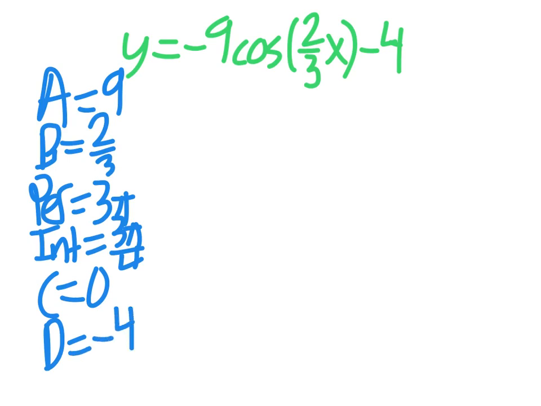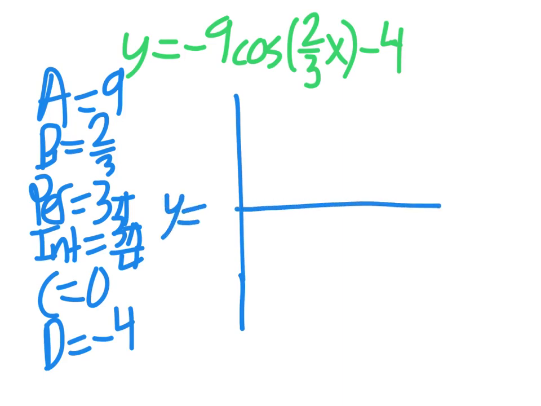So now we can make a graph out of this. Since the midline is y equals -4, and the midline didn't matter that much in the previous one because it was 0, but here it's going to matter a lot, because instead of just the graph going up to 9 and going down to -9, it's going to go up to 9 plus -4, and down to -9 plus -4. So it's going to go up to 5 and down to -13.